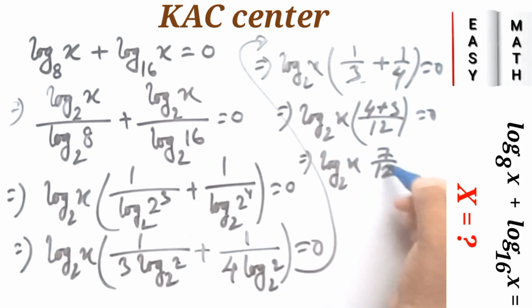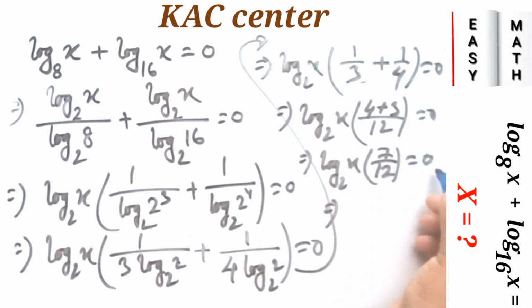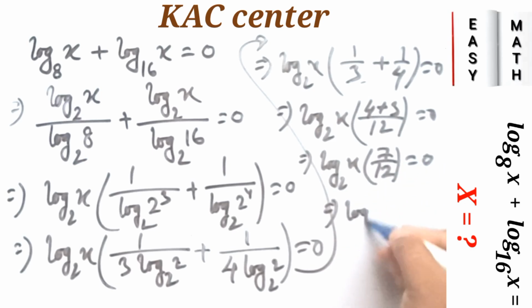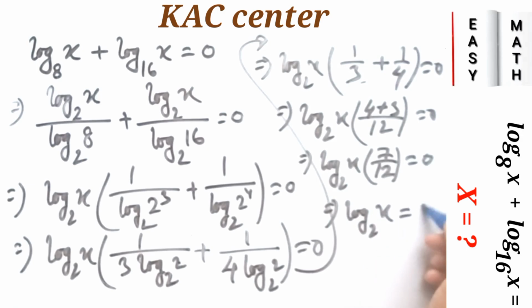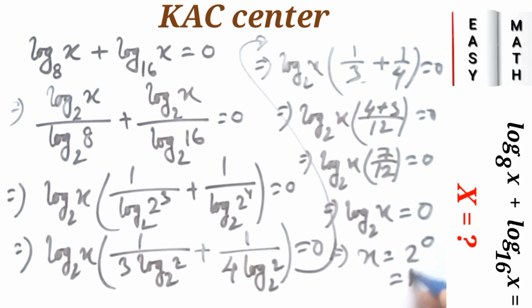So this value is log base 2 of x, this is 7 into 12, this is 0, so log 2 of x, the value is 0. So we can write x is equal to 2 to the power 0, and 2 to the power 0 we can write as 1, so x value is 1, we can write this.